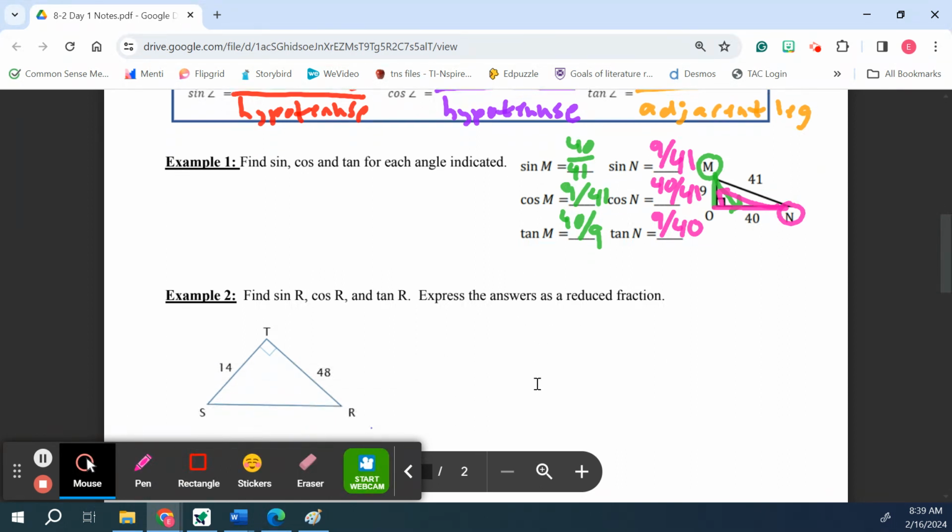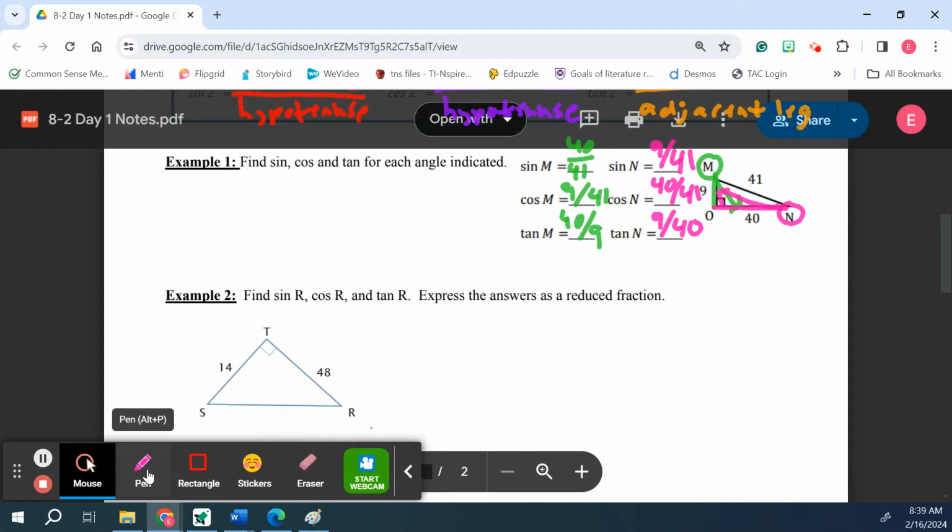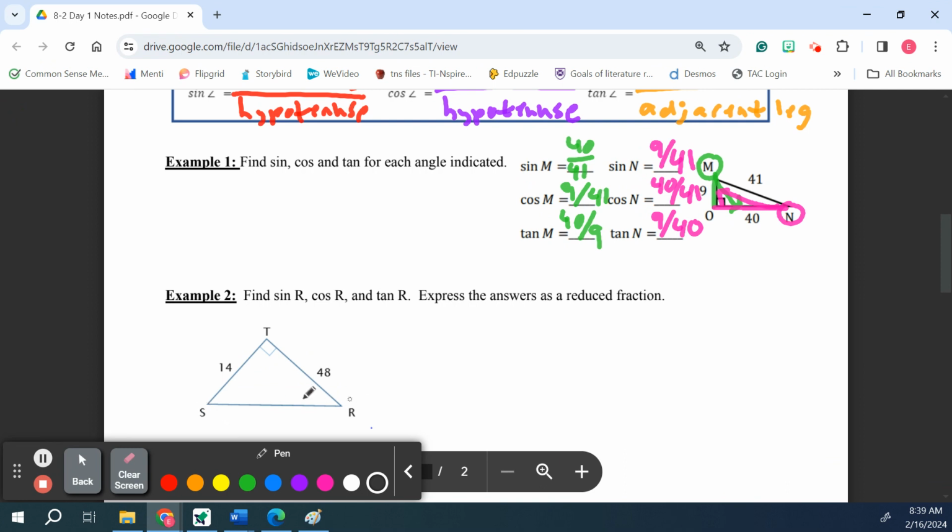All right, let's take a look at example 2. So this says find the sine of R, cosine of R, and tangent of R. Express answers as a reduced fraction. Looking at this, we don't have everything we need because we are missing SR. How am I going to find SR first? Pythagorean theorem. So here I'm going to have 14 squared plus 48 squared equals SR squared. Someone tell me, what does SR equal? 50. Thank you.